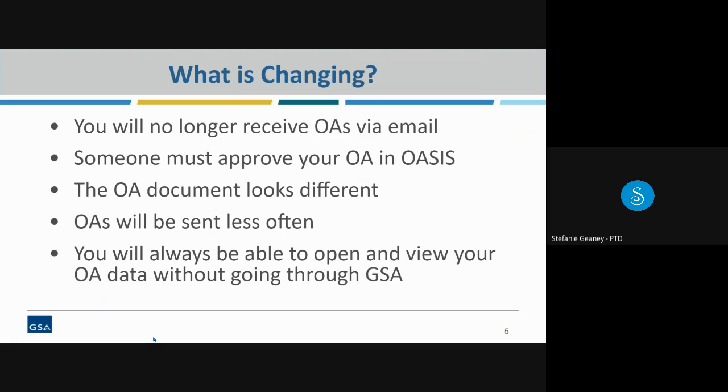OAs will only be sent when tied to specific events, such as awarding a lease contract. We are eliminating the information-only OAs, so you will receive OAs less often, and any you receive will require your approval. Importantly, you will always be able to view your OAs and OA data without having to request that from GSA.